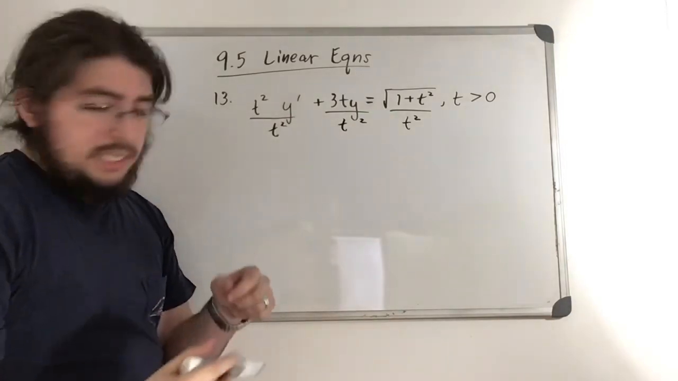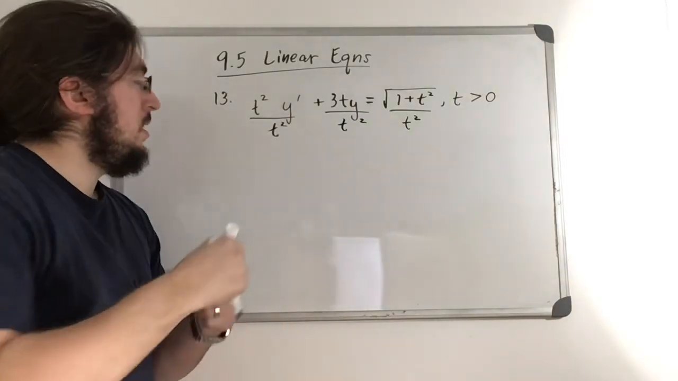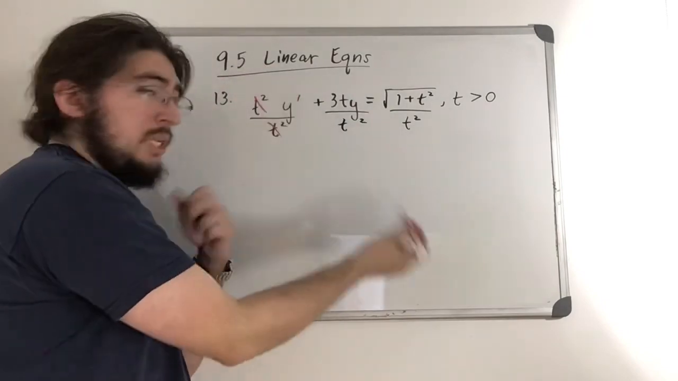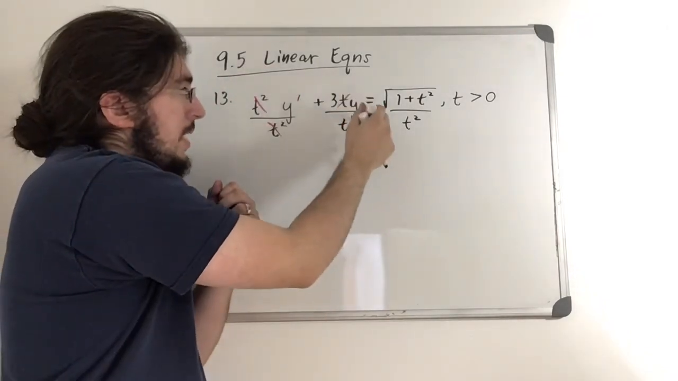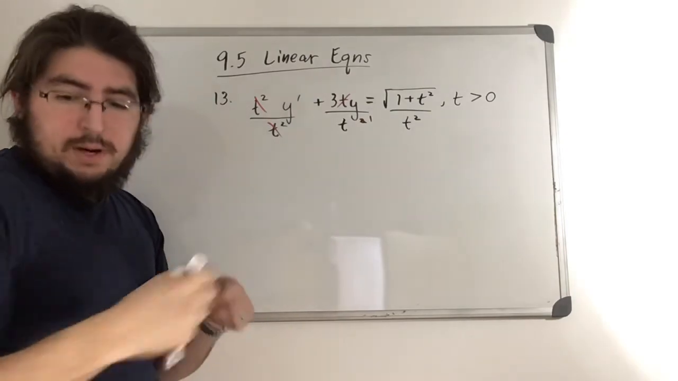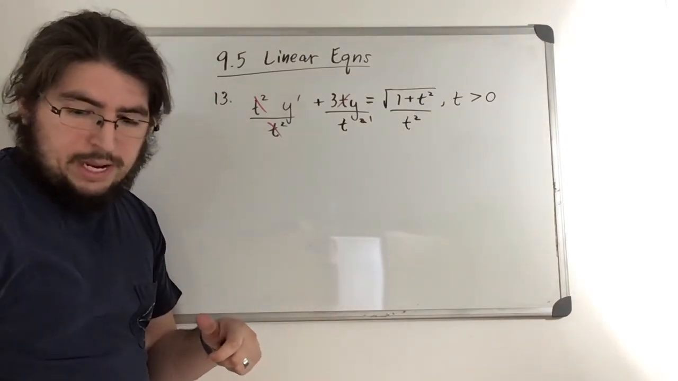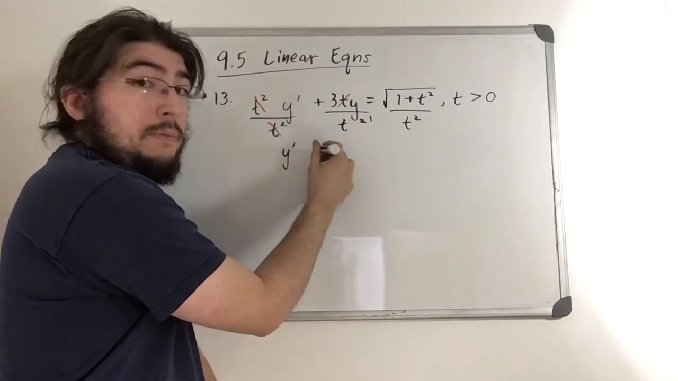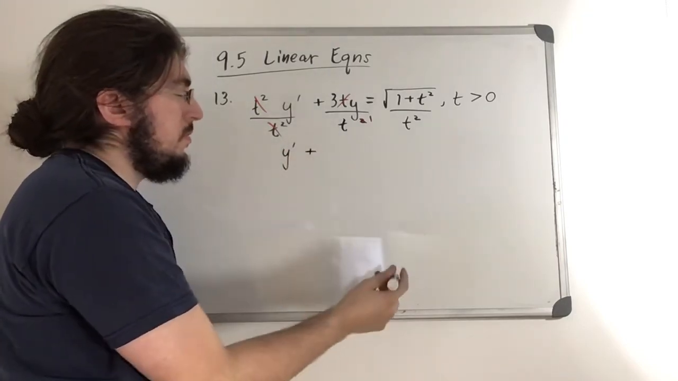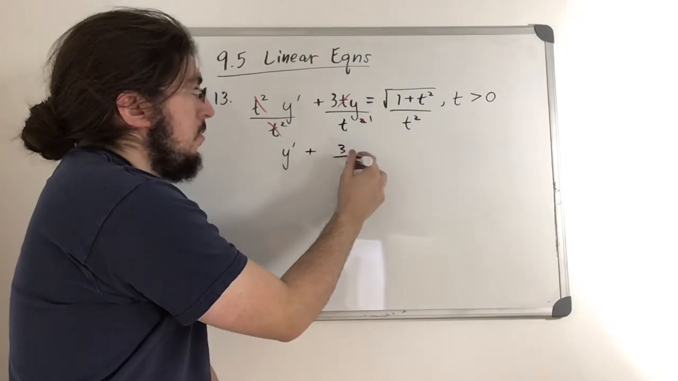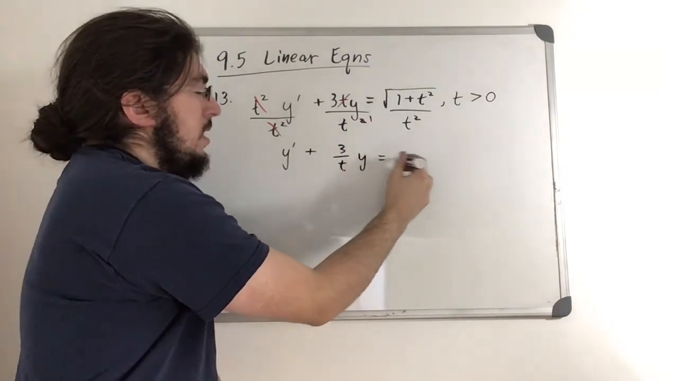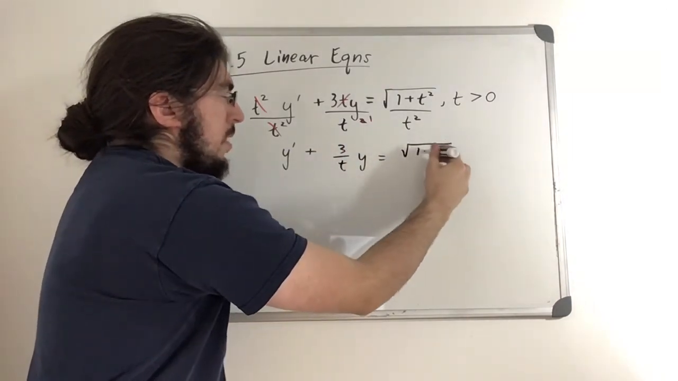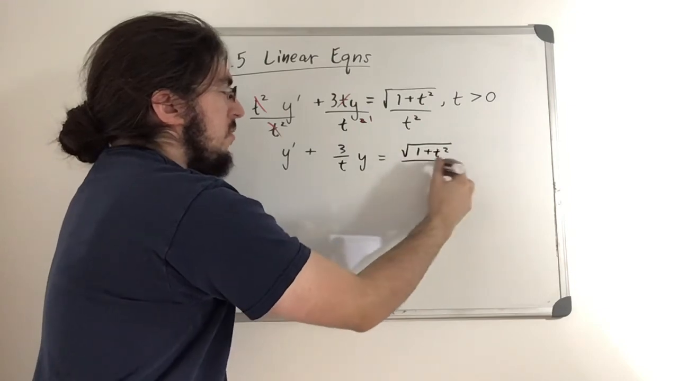Dividing through by t squared, we get a bunch of cancellation. Here they cancel completely, just like we want. Here, only one of them cancels, so the power is 1 on the bottom. And great, so now let's see what we get. After canceling, we get y prime plus 3 over t times y is equal to the square root of 1 plus t squared over t squared.